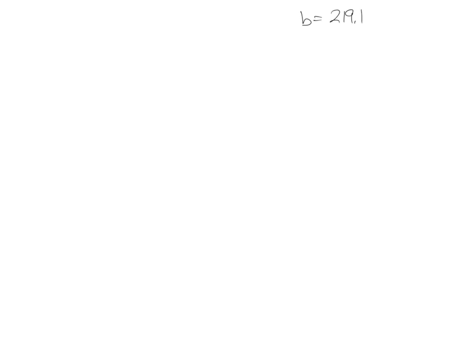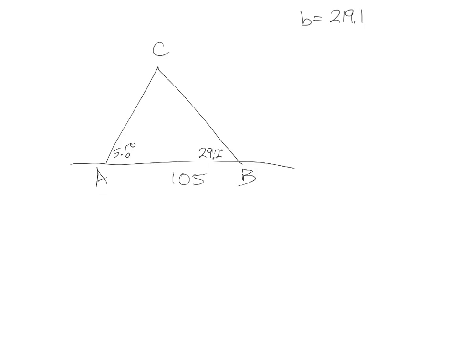All right, the bell tower of the cathedral in Pisa, Italy, leans 5.6 degrees. A tourist stands 105 meters from its base, and with the tower leaning directly toward her, she measures the angle of elevation to the top of the tower to be 29.2 degrees. Find the length of the tower to the nearest meter. So we'll just say A, B, C, and we'll call that little b. It wants to know what little b is.